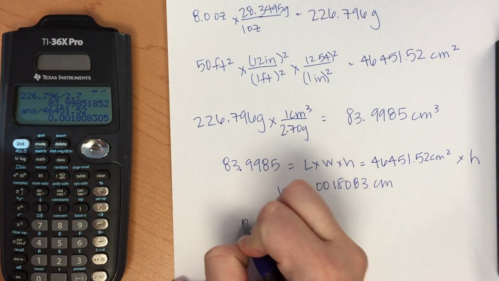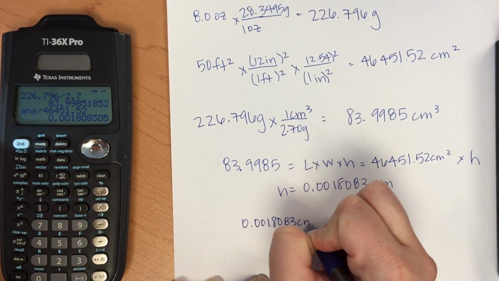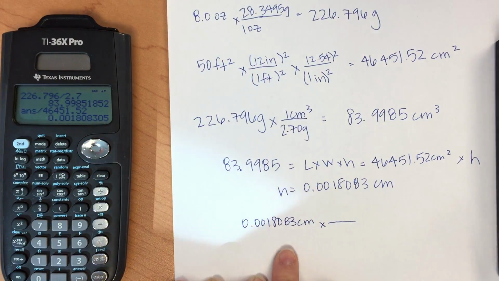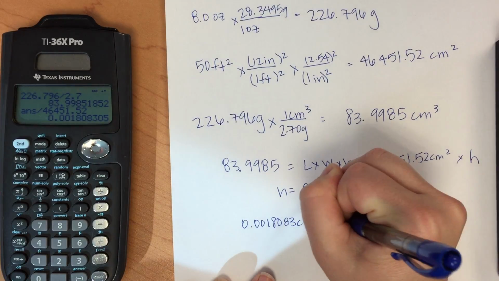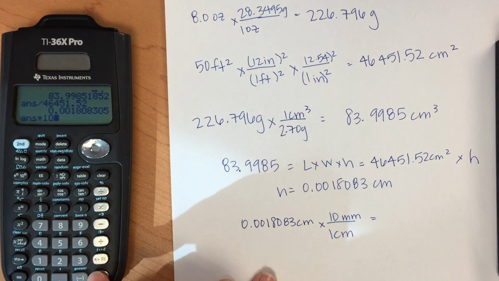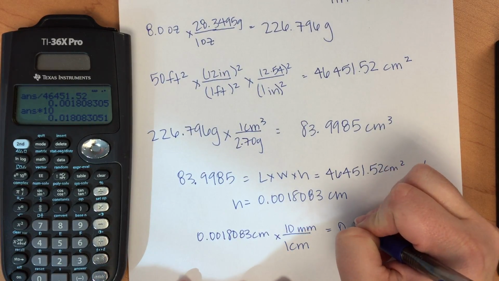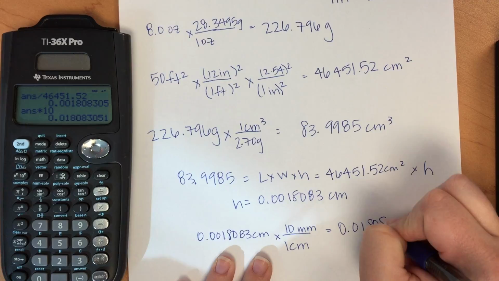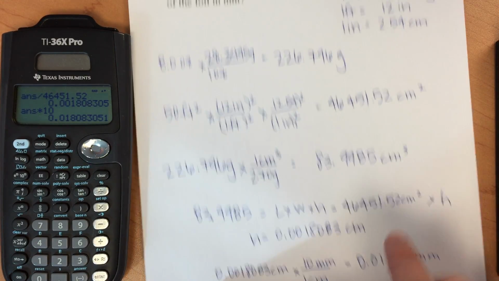So if we take our centimeter value, we need to convert that to millimeters. So in 1 centimeter, there are 10 millimeters. We're going to multiply this value by 10, and we get 0.018083 millimeters. But this probably has too many significant figures.